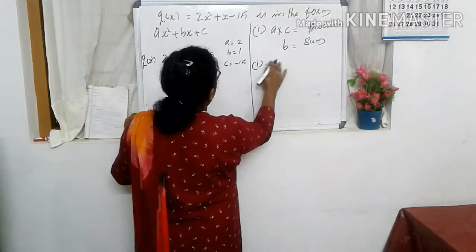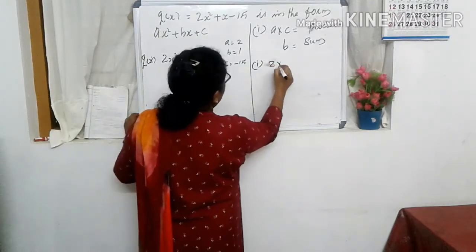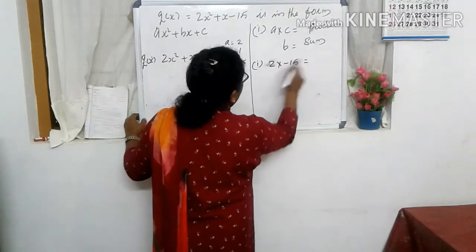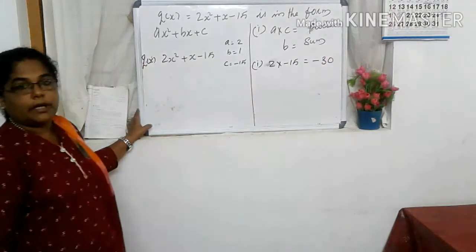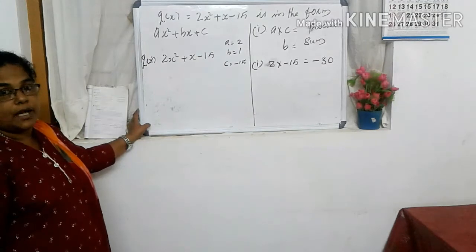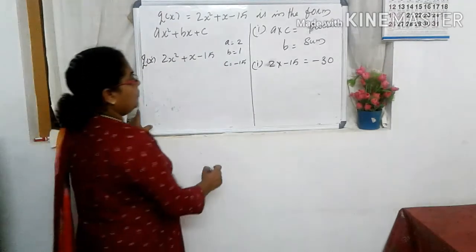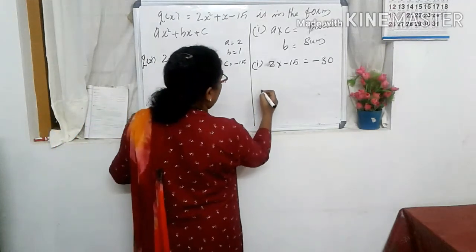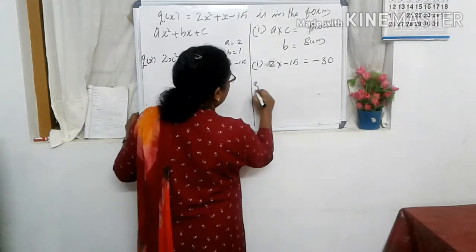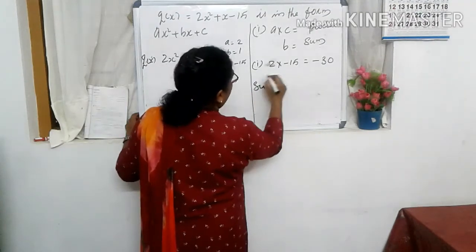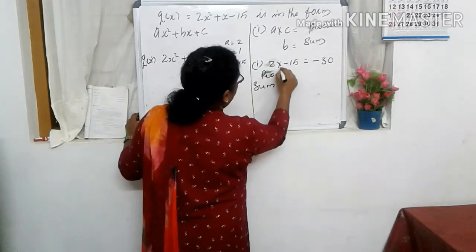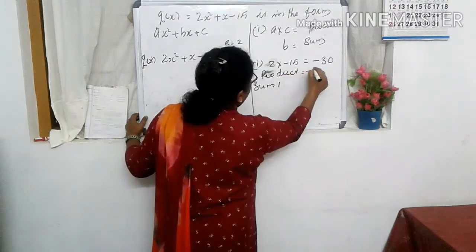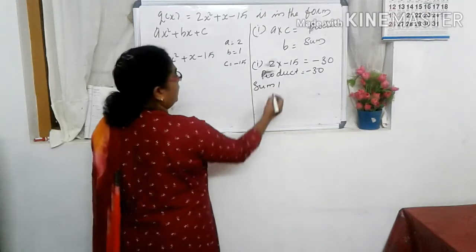What is a? a is equal to 2, c is equal to minus 15. So 2 into minus 15, how much? Minus 30. So while multiplying two numbers we have to get minus 30, and while adding, the sum should be 1. Product should be minus 30, and sum 1.